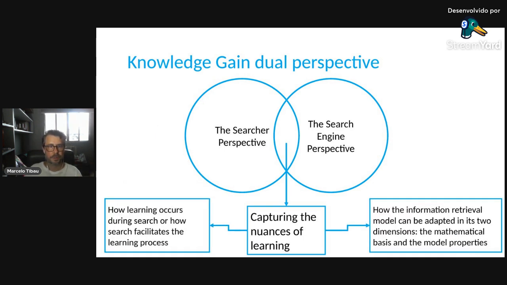But to capture the nuances of learning through this interaction, it is necessary for us to understand how learning occurs during a search, or how search facilitates the learning process from one perspective. And from the other perspective, we need to understand how the information retrieval model can be adapted in its mathematical dimension and also in its properties.